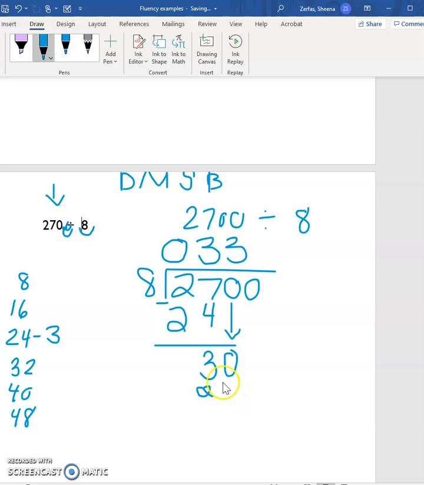Multiply, 3 times 8 is 24. Putting that underneath the 30 and subtracting. That's 6. Bring down, so this becomes 60. I continue adding to this list. 8 times 7, 8 times 8. Okay, I can divide 60 by 8. That's 7 groups. 7 times 8 is 56, so that gets subtracted.